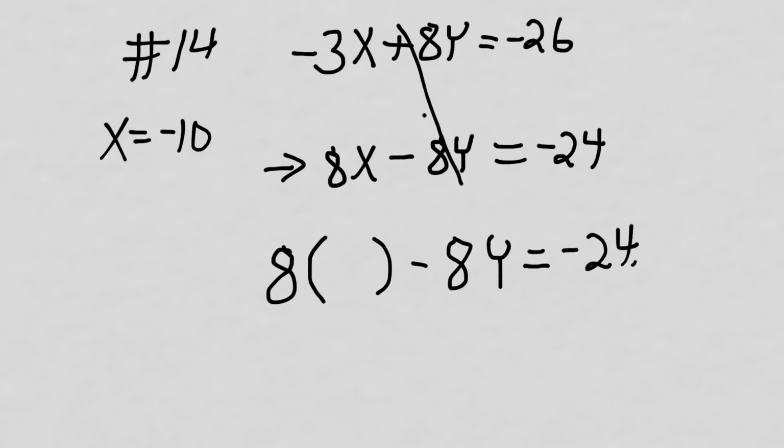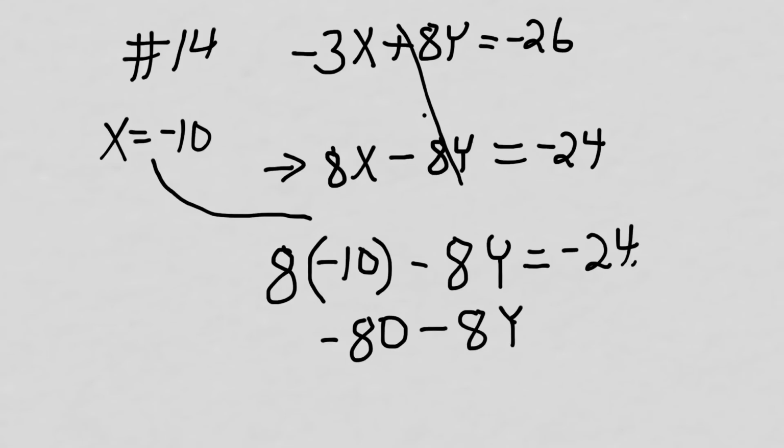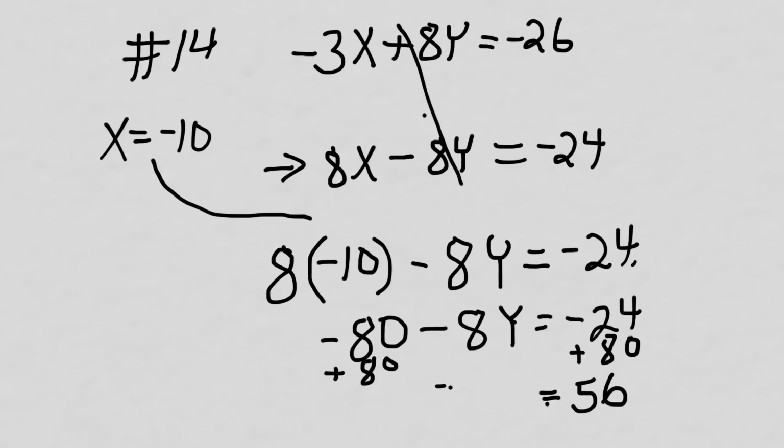All right. I'm going to put my -10 in where the x is, and I'm going to solve. 8 times -10 is -80 minus 8y equals -24. I'm going to get rid of this 80. Plus 80. All right. Add this together. I end up with a positive 56 on this side. And all that's left on this side is minus 8y.